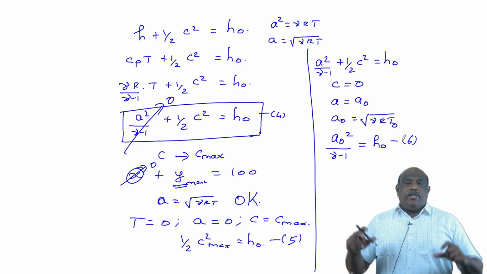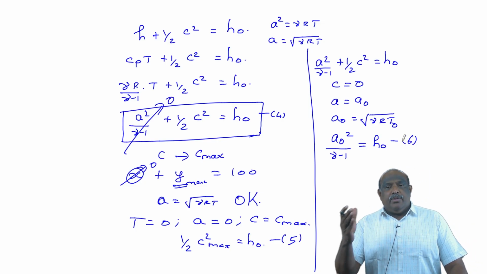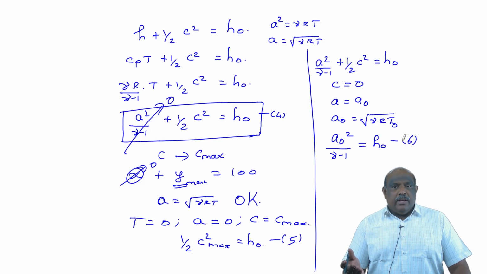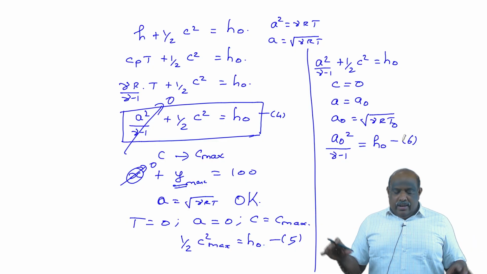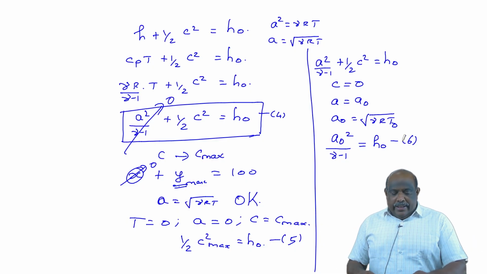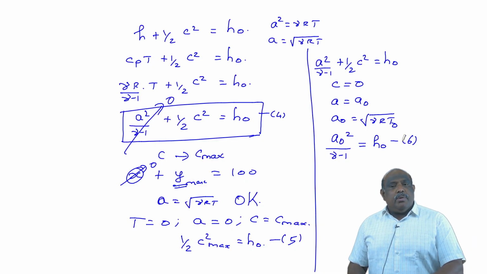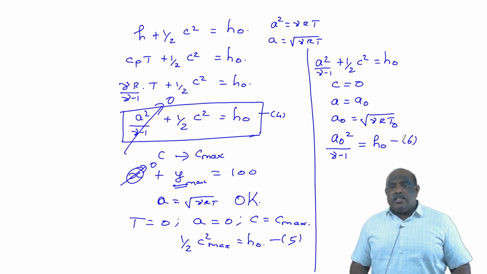In the same equation, I want to make the second term to be 0. Then A becomes A naught. So it becomes A naught squared by gamma minus 1 equal to H naught. Now all are equal. What all are equal? Equation number 4 is also same. Equation number 5 is also same. Equation number 6 is also same.